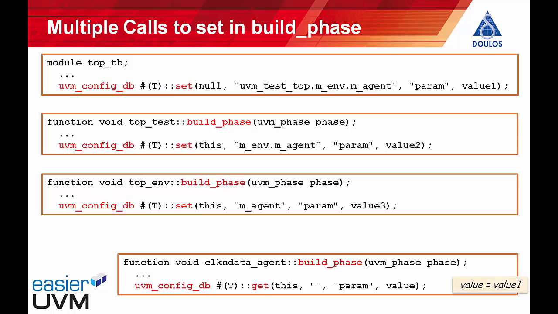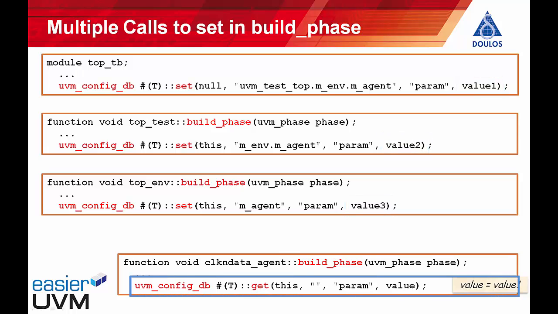Here's such an example. So here we're setting a parameter named param to 3 different values, value 1, value 2, value 3, from 3 different levels in the UVM component hierarchy. So the top level module, top TB, sets param to value 1. Our test then sets param to value 2. And our env sets param to value 3. And then down within an agent, we get the value of param. And the question is, of course, what value are we going to get? Value 1, value 2, or value 3?